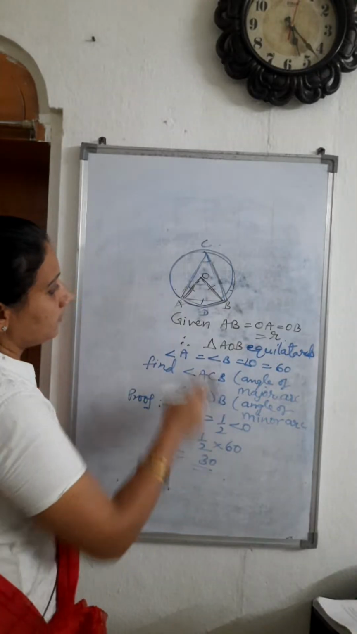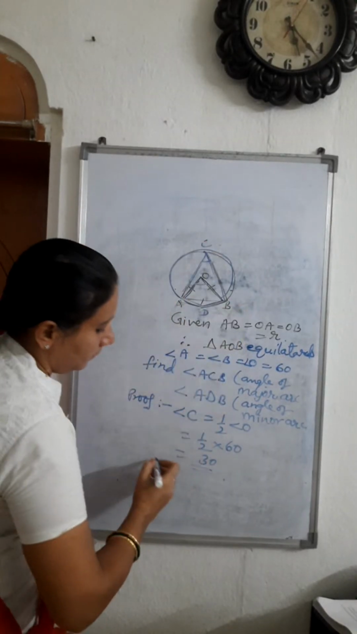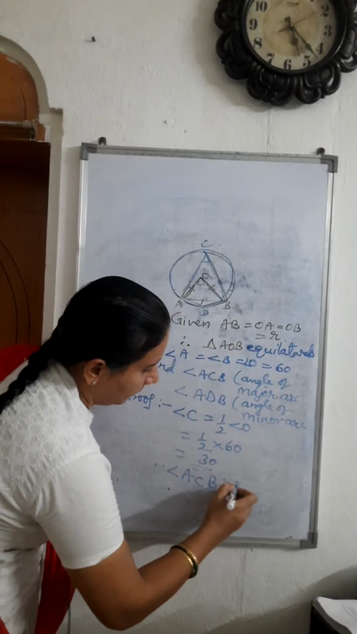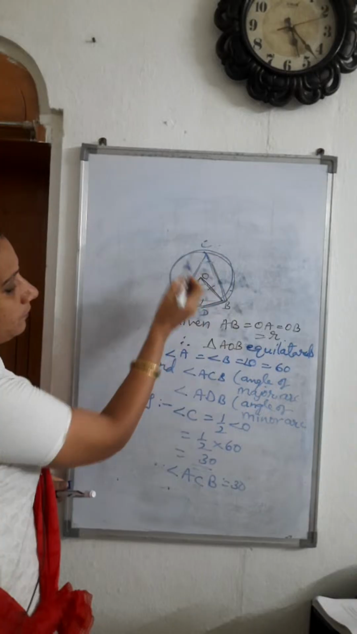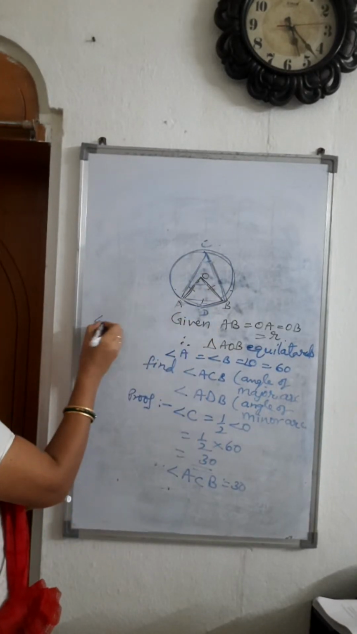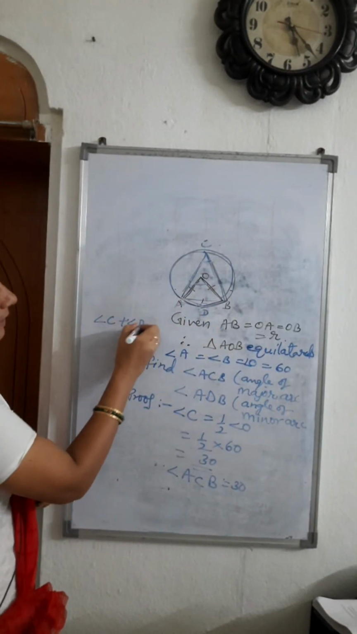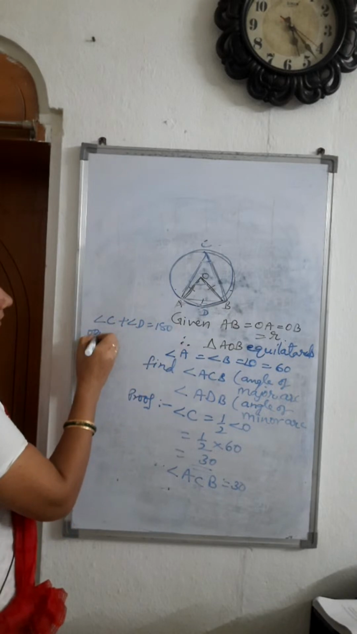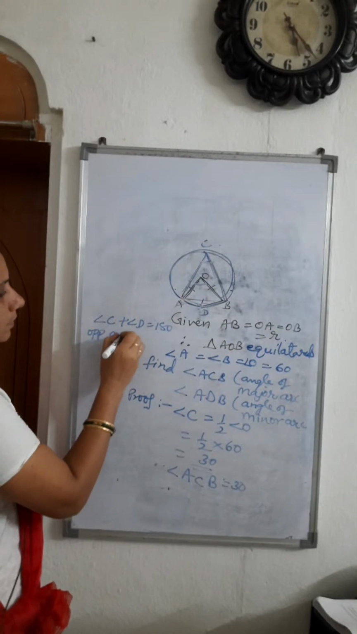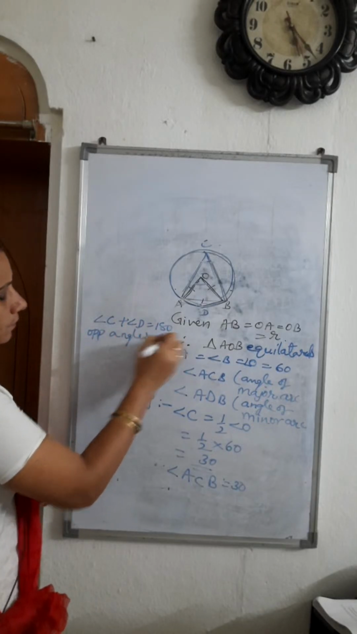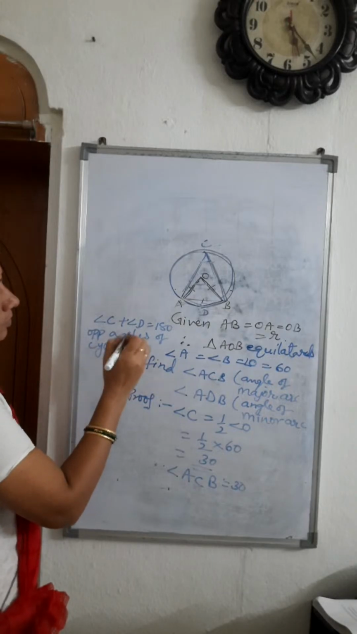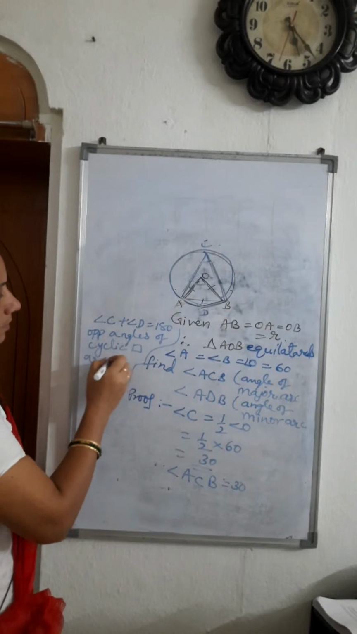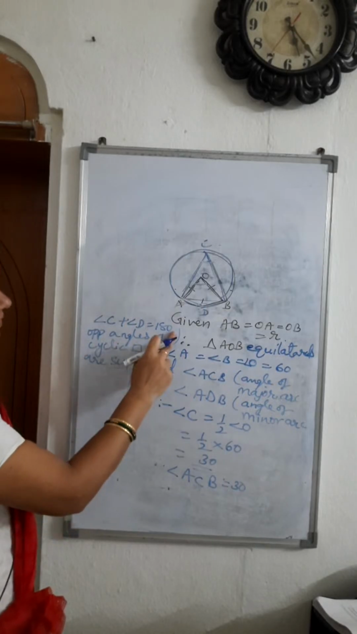Angle C is nothing but the major arc angle, that is angle ACB. Now as I told, there is a relation between angle C and D. So here we can write angle C plus angle D is equal to 180. This we call opposite angles of a cyclic quadrilateral. You can use the symbol. Opposite angles of a cyclic quadrilateral are supplementary, that is, their sum is 180.